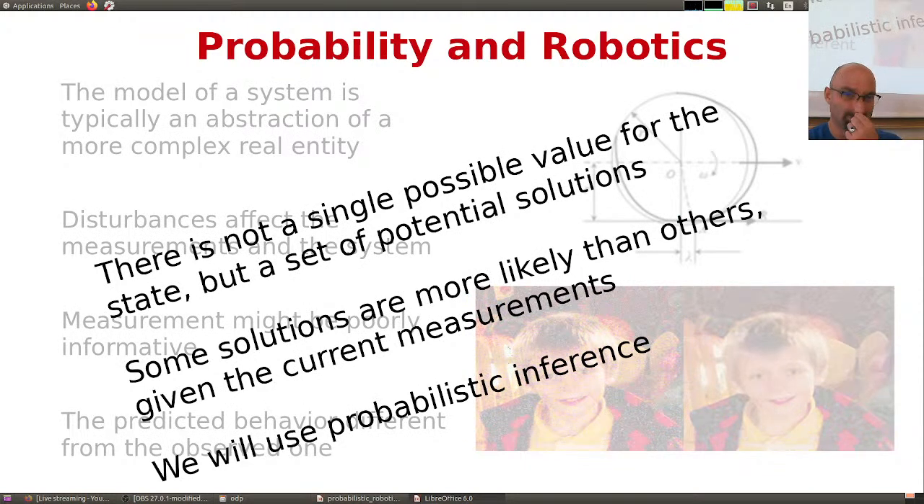All right. So that's the lemma. There is not a single possible value for the state given the classical estimation problems, but there is a set of potential valid solutions. Not every one of these solutions has the same probability, but you might say I might land up in a certain location, in a certain state.